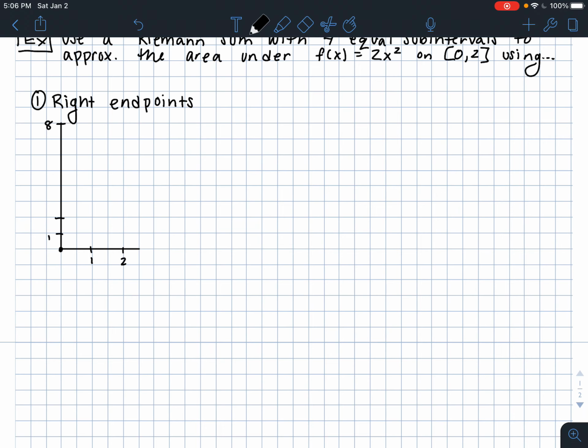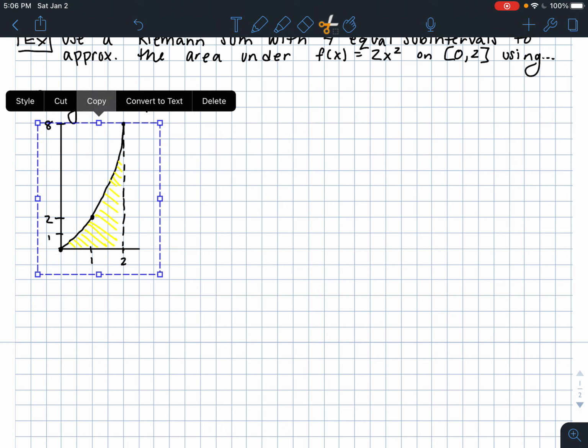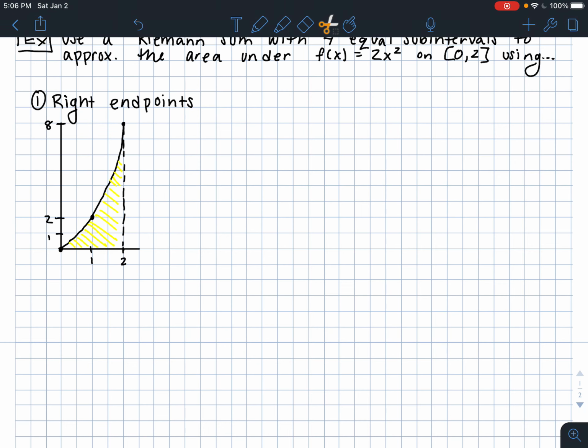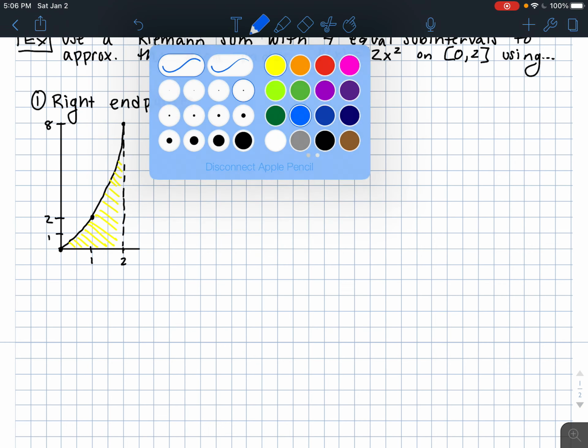Okay, so if we sketch that, y-intercept at 0, if I plug in 1, I'm going to get 2. And if I plug in 2, I'm going to get a y-coordinate back of 8. Just trying to really accentuate the fact that it's curved by giving it a good scale. So we want to try and approximate that area. And I know I'm going to have to draw this graph again later, so I'm going to go ahead and copy that for later.